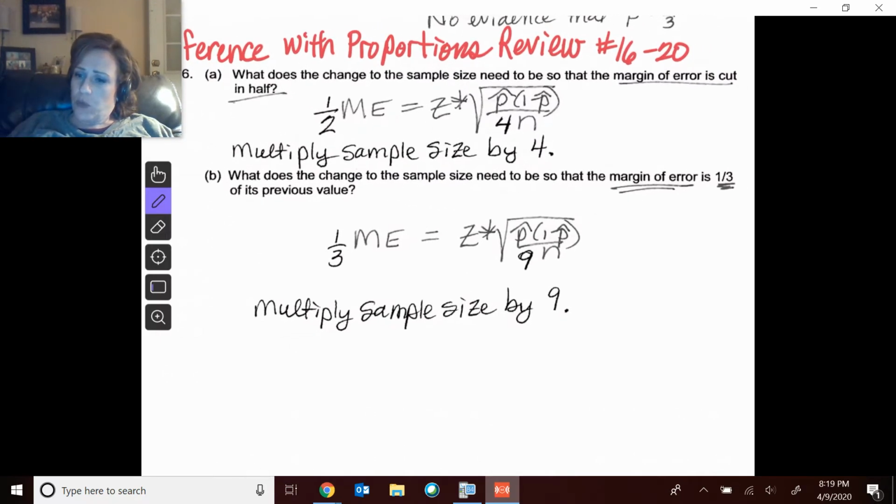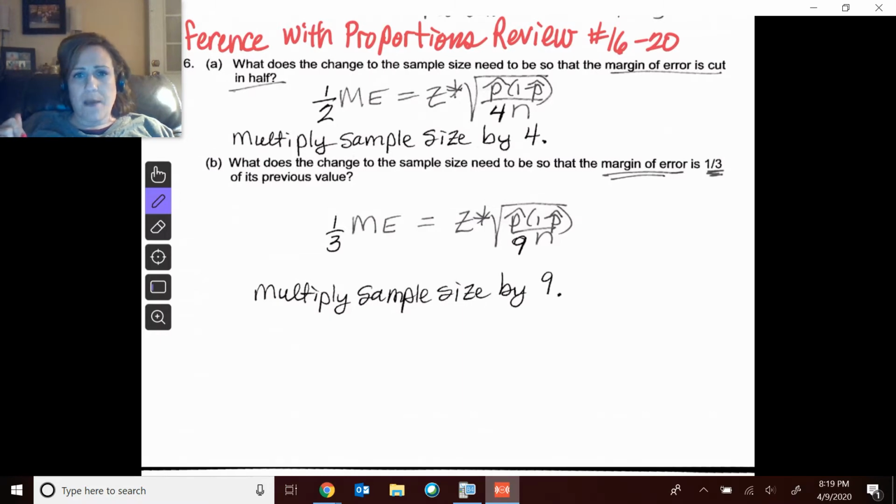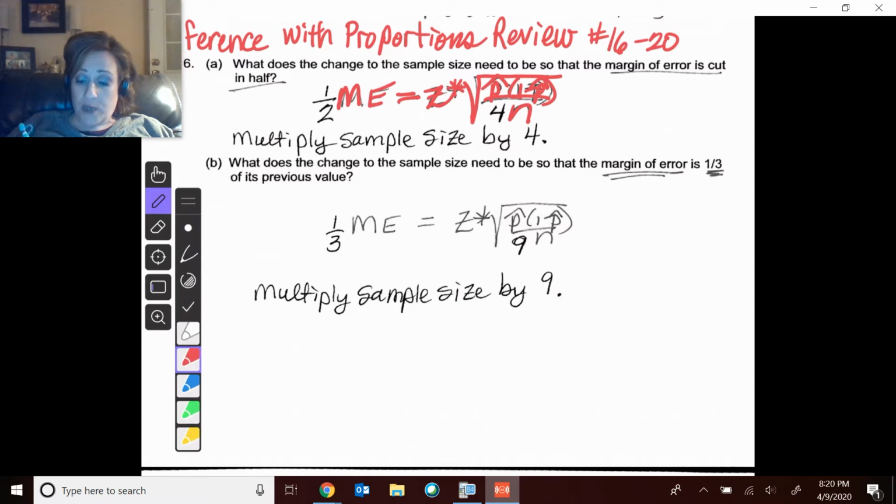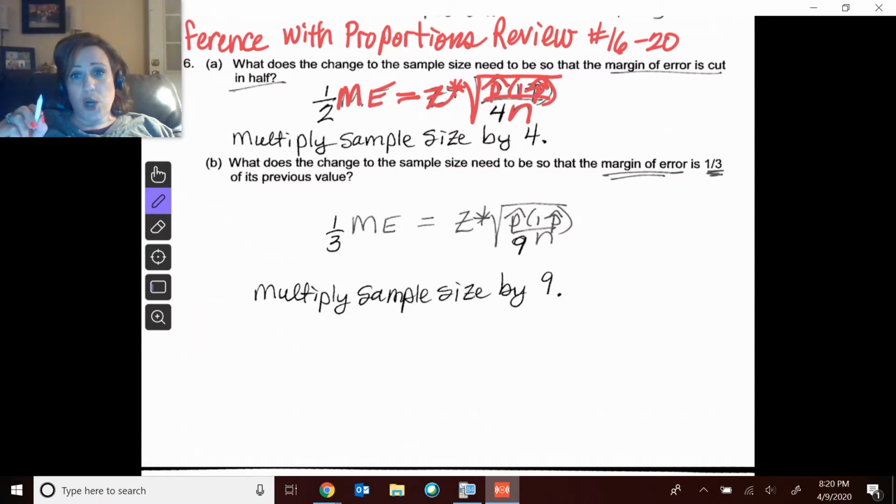Now, number 16 is asking what we need to do to the sample size so that the margin of error is cut in half. The critical first step is to set up that margin of error equation, which is the part of the formula behind the plus or minus: the critical value and then your standard error, all over n. What I'm showing here is that in order for the margin of error to be cut in half, we need to multiply the sample size by 4.